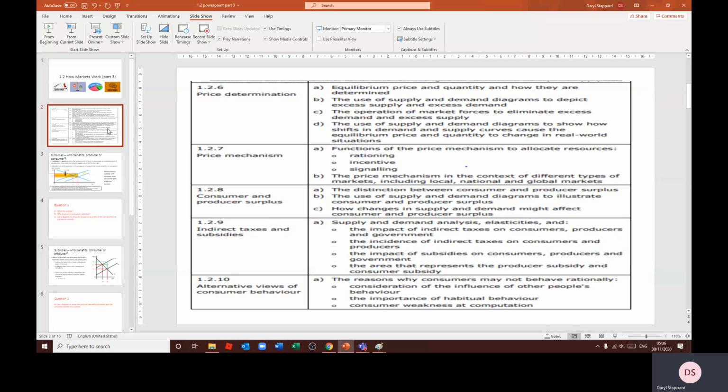Hi everybody. In this video, what I'm going to be looking at is the impact of subsidies on markets. So this is looking at 1.2.9 from the specification. So we've done in a previous video the impacts of taxes in markets, so indirect taxes. We're now going to be looking at the impact of subsidies in markets.